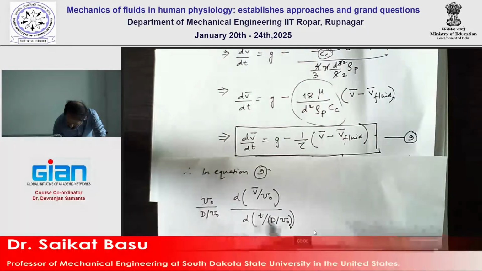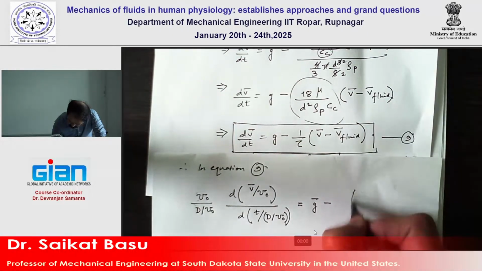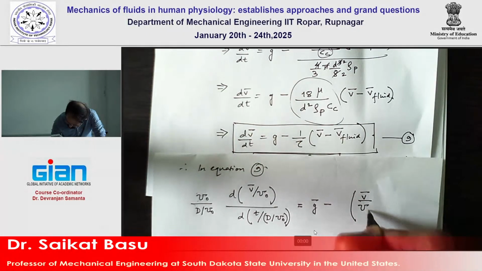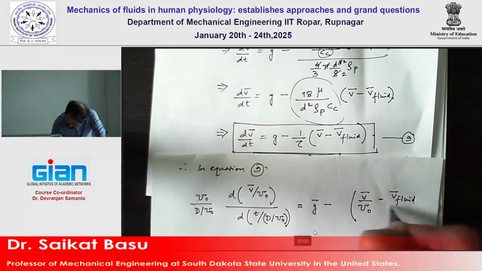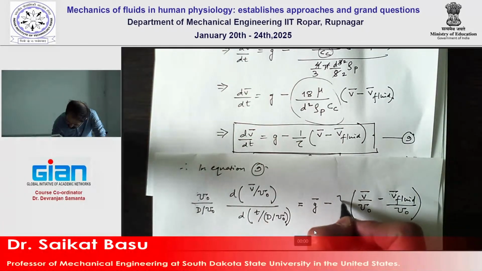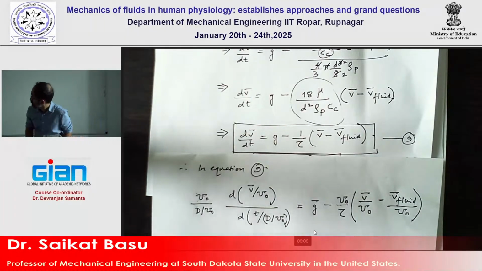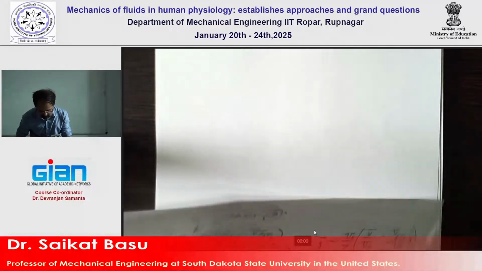This is equal to g minus, the V bar is non-dimensionalized with respect to U naught, and the V fluid is also non-dimensionalized using U naught. So as a result, this becomes U naught for the correction and then a tau. So this is what we have. So let's now use this particular form.